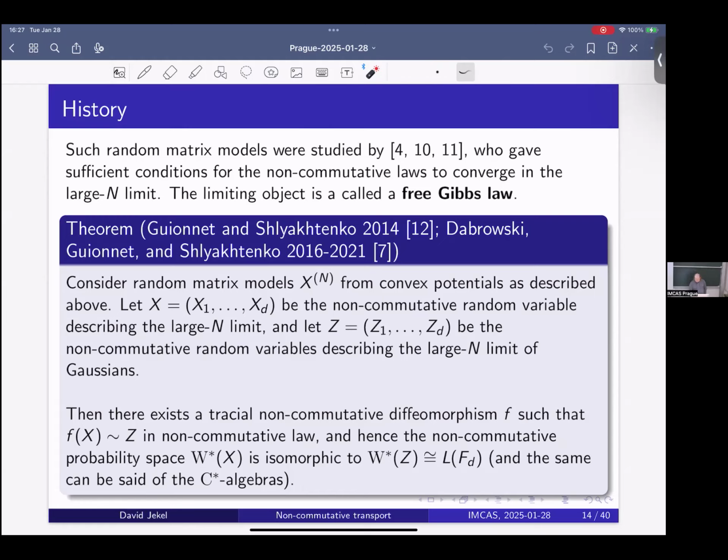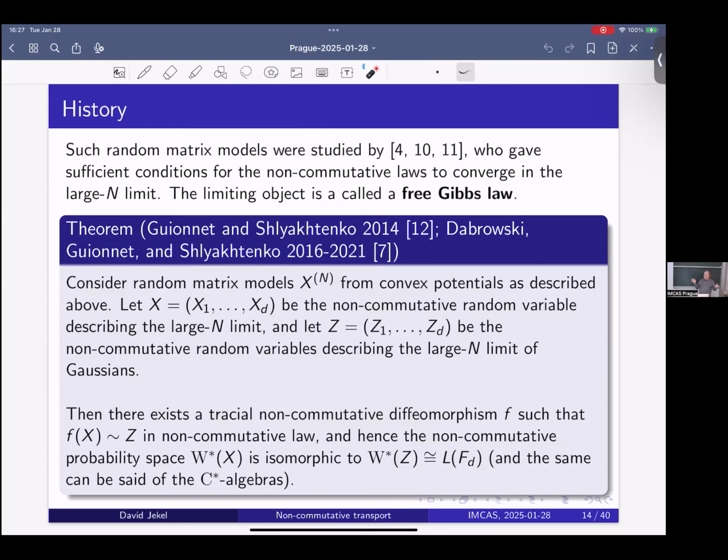So if you take x, which is this limit, and if you take z, which is the free semicircular family, then there will exist some sort of non-commutative diffeomorphism, which can be done in some cases. If you want, you can do it in a power series setting, or in the tracial smooth function setting. But there exists some transformation that transforms this into the semicirculars. In particular, this means the von Neumann algebra generated by X is the same as the free group von Neumann algebra. And if you're in classical probability, you'd be like, well, of course.